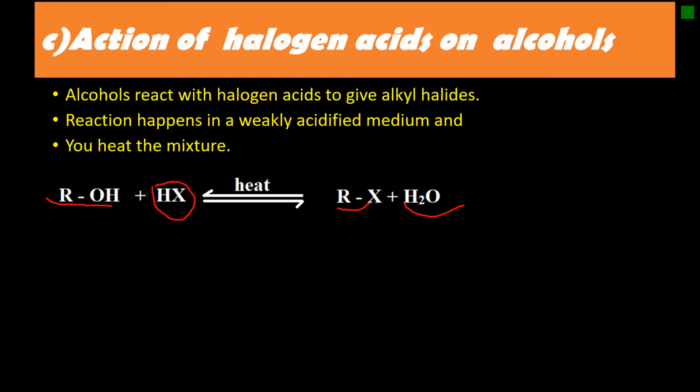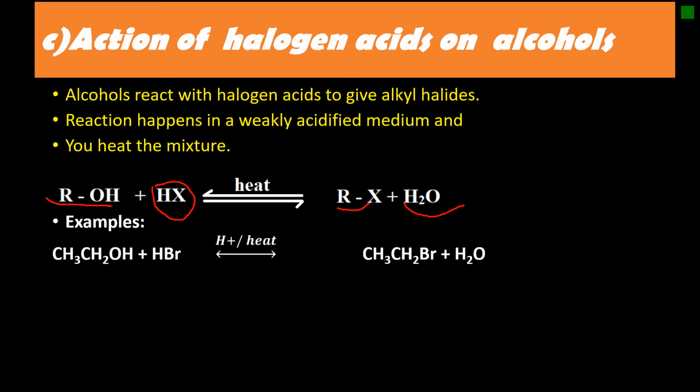When you look at this reaction, it is a substitution reaction. Let us have an example. Ethanol reacting with hydrogen bromide in a weakly acidified medium and the hot conditions will give bromoethane and water. As you can see, OH of alcohol has been replaced by bromide to form bromoethane, while H and OH combine to form water molecule. For the mechanism also, you can look at the preparation of alkyl halides. You will find everything there.